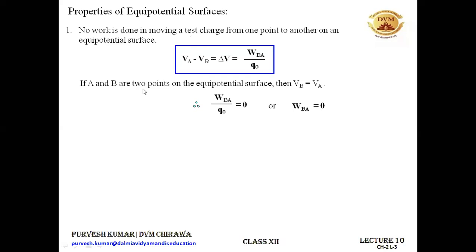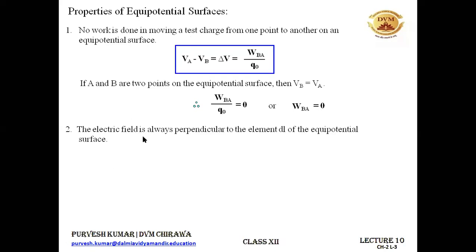Now let's take the second property. The electric field is always perpendicular to the equipotential surface. That I have told you. Now let's prove it. We have observed that the equipotential surface is always perpendicular to the electric field.